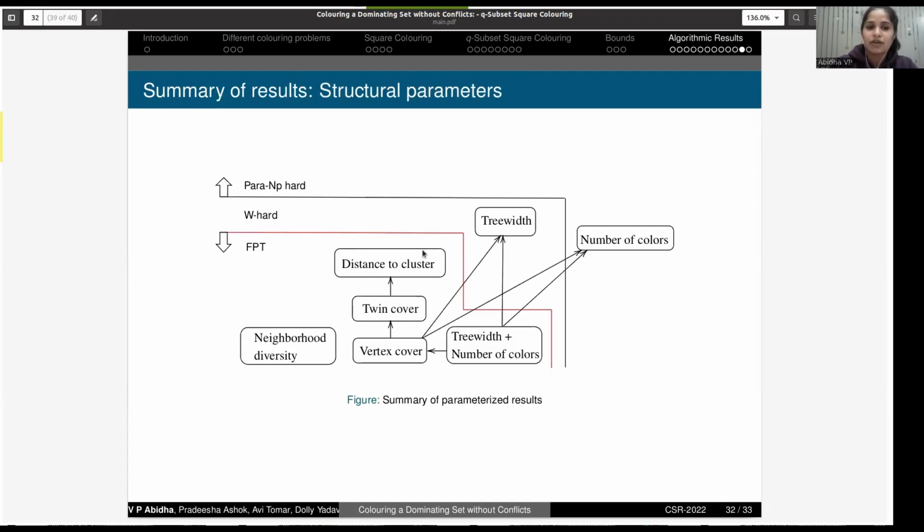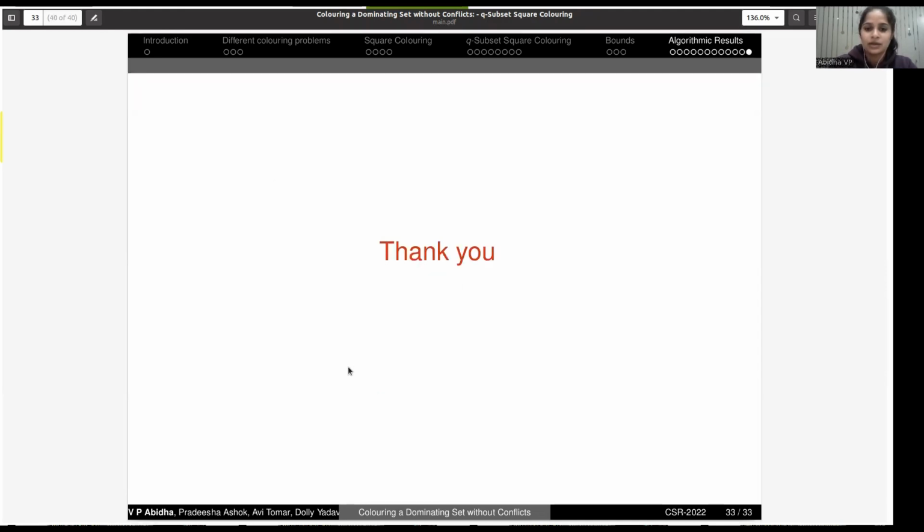This is the summary of results in parameterized complexity. For all these parameters we got an FPT algorithm. When the parameter is tree width, the Q subset square coloring problem is W-hard, and when we take the number of colors as a parameter, it's para-NP-hard. Thank you.